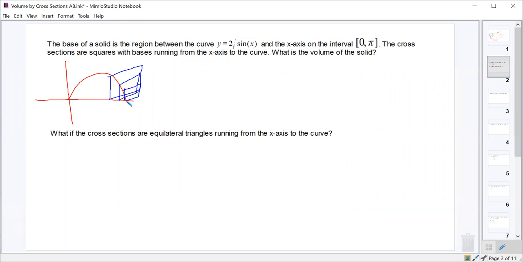Everybody good with that? Everybody here seems okay. At home, are you okay with that? The actual shapes of these are sort of hard to visualize. And even if you can't visualize them, you should still be able to go through and set them up properly.